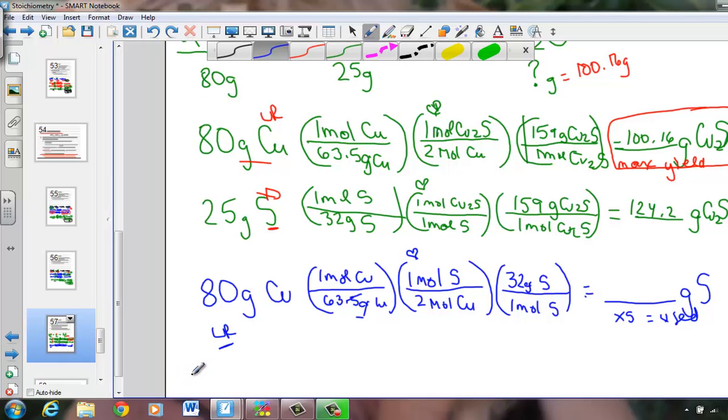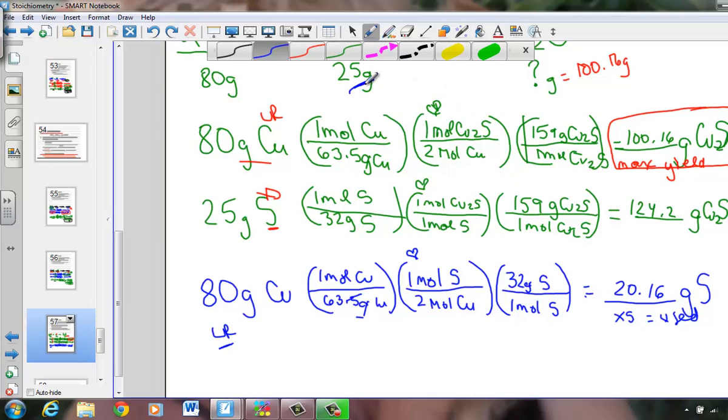80 divided by 63.5 times 1 divided by 2, 1/2, times 32, and I found a value of 20.157. Shall we say that's 20.16? Shall we round a little bit? Used. Okay, we're not done. We want to know how much was left over, unused.